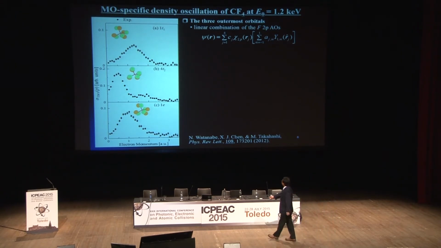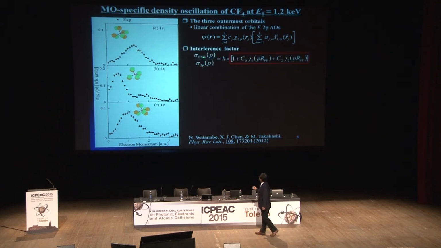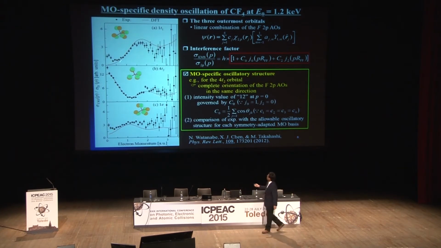In order to make density oscillation directly visible, we divide the experiment by the associated theoretical cross-section for the isolated fluorine 2p atomic orbital. Then we see each orbital has its own oscillatory structure.